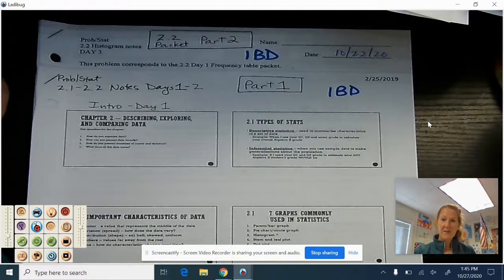All right, in this video, I will be showing you how to make a relative frequency histogram and an ogive graph.